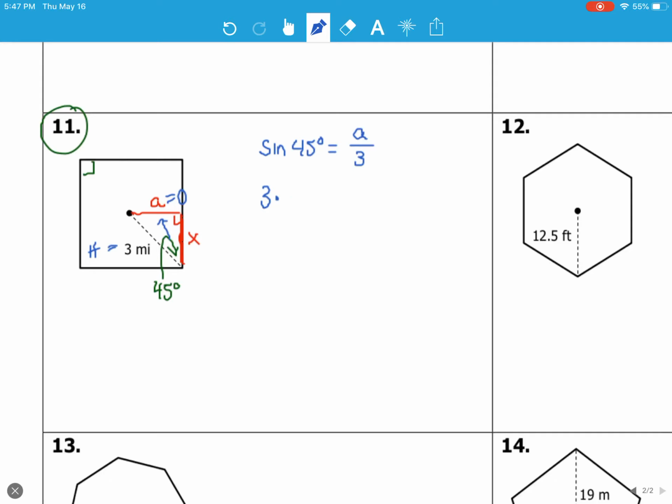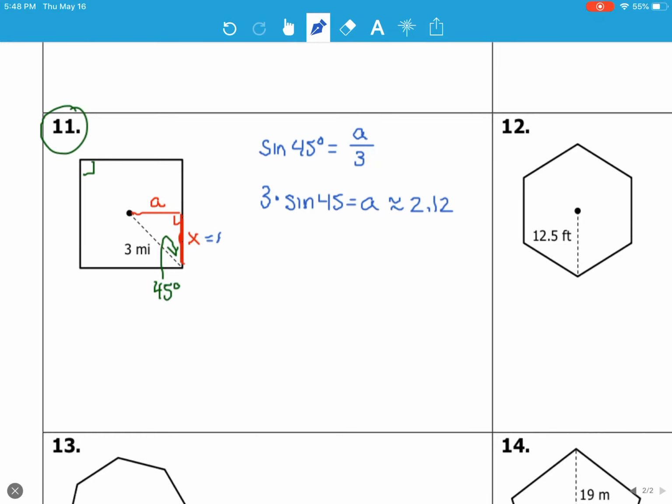So A will end up being 3 times the sine of 45, which is approximately 2.12. Okay, and so that's the A value. And again, like I said, we're going to pretend that we didn't know that the red triangle in there is isosceles. Let's find our x value.